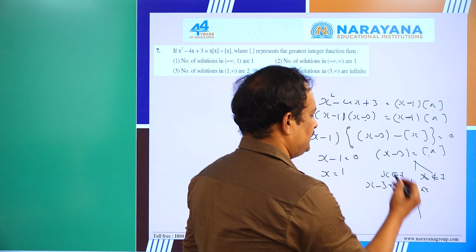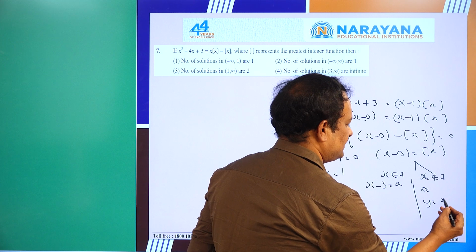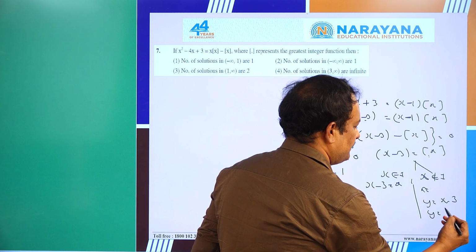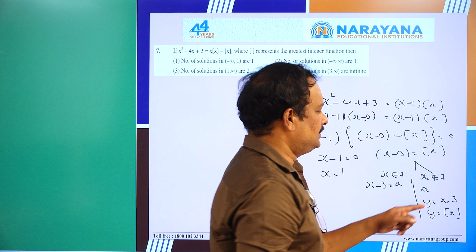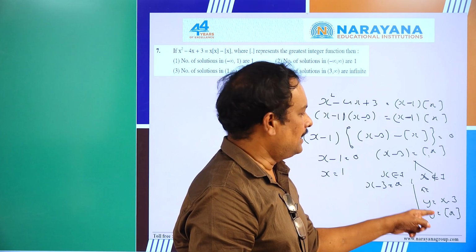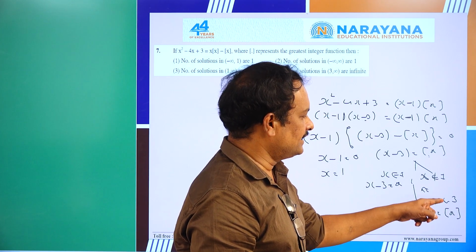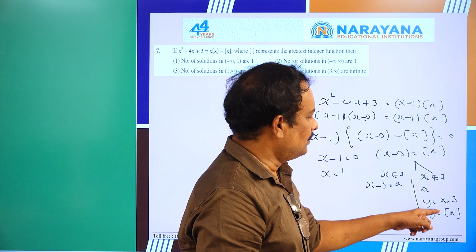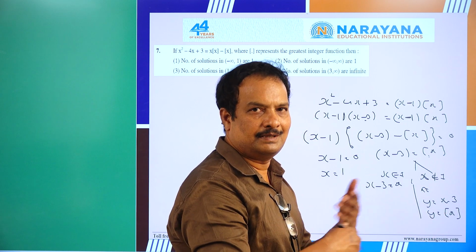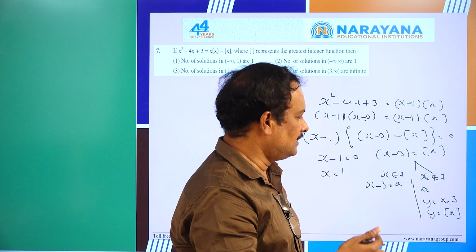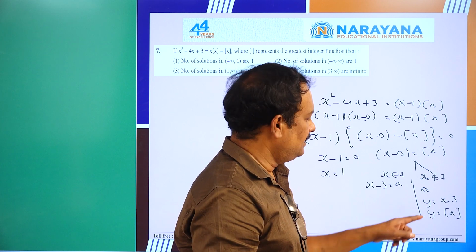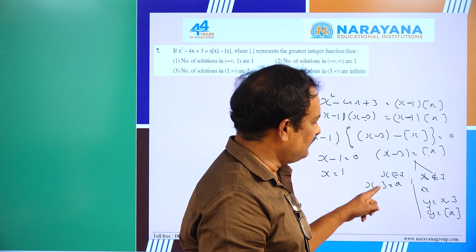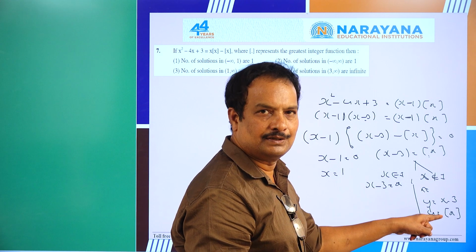Even if you take the graphs of y = x - 3 separately and y = [x], these two graphs will never intersect. You can take the graph of y = x - 3 and y = [x] there. y = [x] means the step function graph. If you take the values here, these two graphs will never intersect, so in this case there is no solution, there also there is no solution.